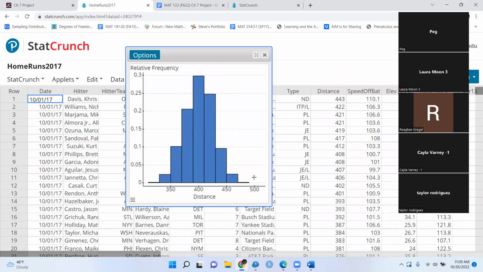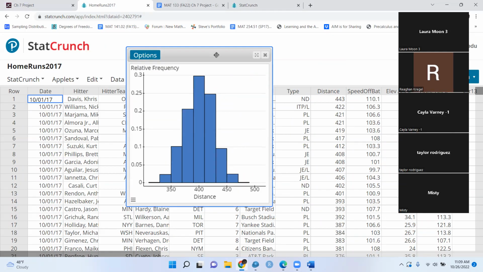Anyone want to comment on the shape of this histogram? Normal, it's beautiful, symmetric, bell curve. Normal, symmetric, bell curve. Yeah, awesome.